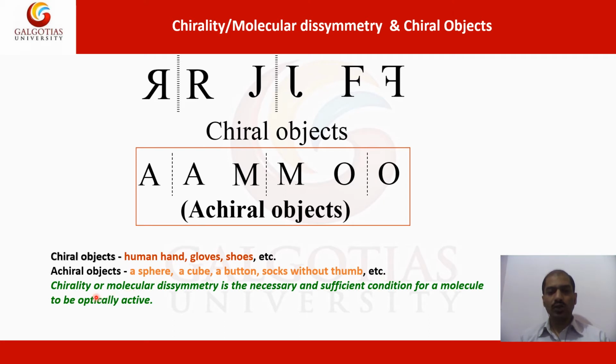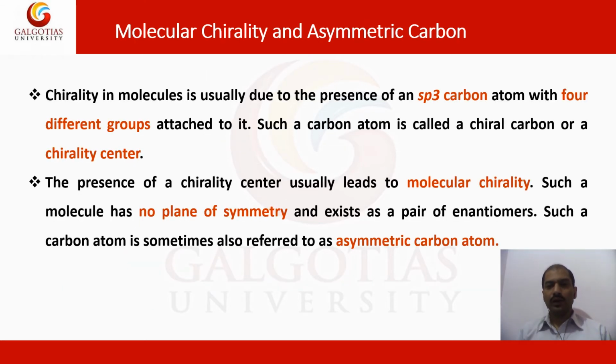So chirality or molecular dissymmetry is the necessary and sufficient condition for a molecule to be optically active. If it is showing chirality, then you have to check whether that particular carbon atom is surrounded by different types of atoms or groups once you are talking about an organic molecule.